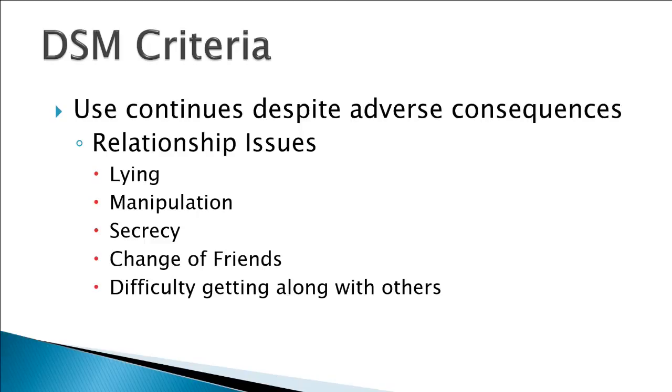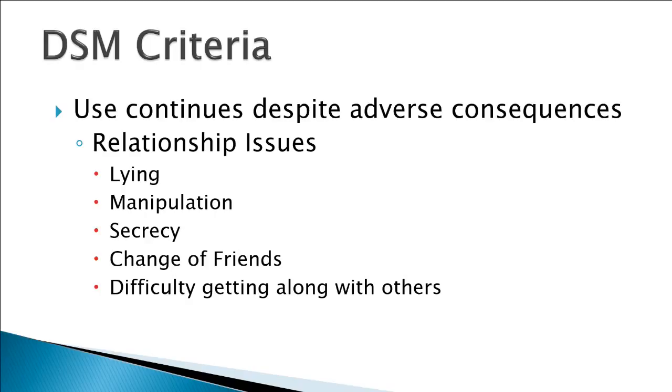Use continues despite adverse consequences, including relationship issues. They start lying to their significant others, manipulating and being secretive. That paranoia we were just talking about, they're trying to keep hold of their addiction because it's the one thing that makes them sort of able to get from wake up to go to bed.